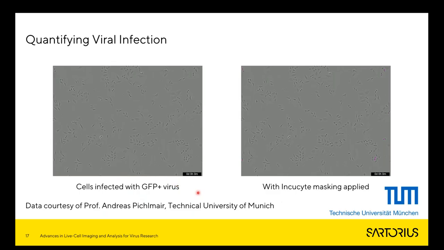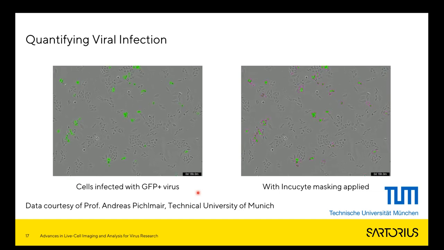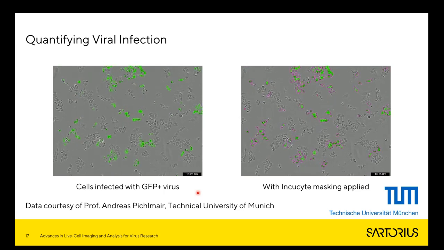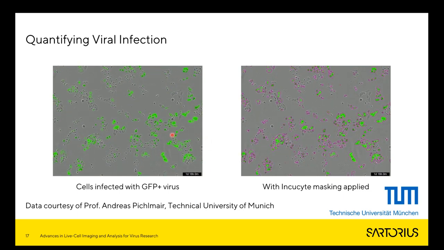So using this approach, the researchers of the Technical University of Munich have used the GFP tag virus to infect their host cells. So basically what they wanted to do is quantify these viral infections, and using a GFP reporter tagged virus essentially allows us to really visualize these infections as they take place. So here we can see a nice increase in the GFP signal, and then these GFP signals can actually be quantified further by applying an Incucyte masking in the green channel. So this offers a great advantage of having these kinetic readouts as well as having the kinetic measurements to the site.